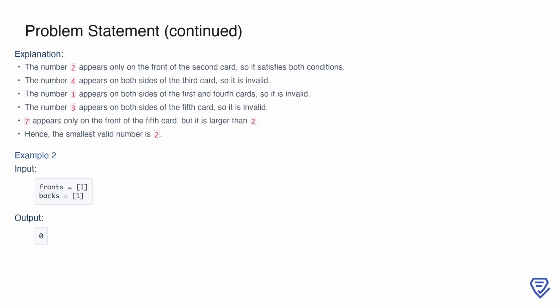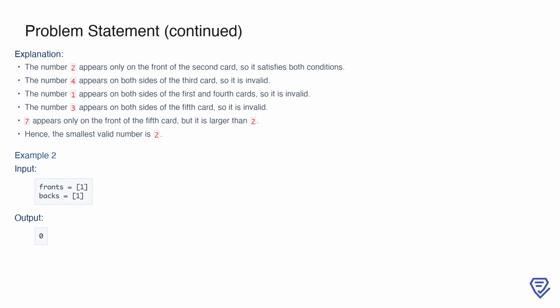Here's the explanation for the first example. The number 2 appears only on the front of the second card, so it satisfies both conditions. On the other hand, the number 4 is invalid because it appears on both sides of the third card. Similarly, the number 1 is invalid as it appears on both sides of the first and fourth cards. The number 3 is also invalid because it appears on both sides of the fifth card.